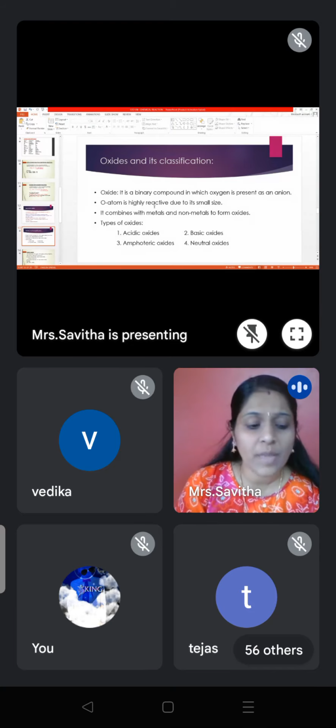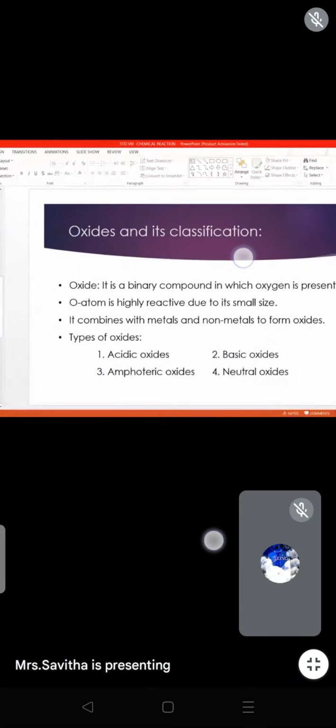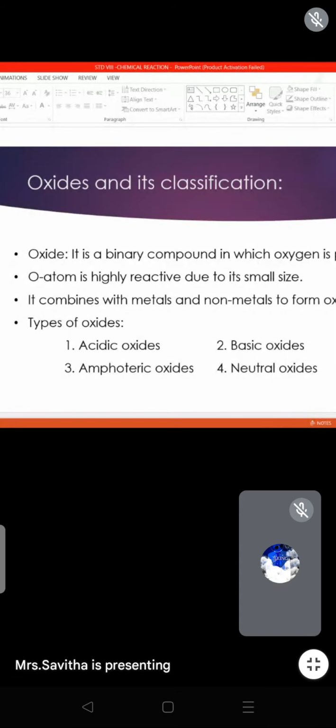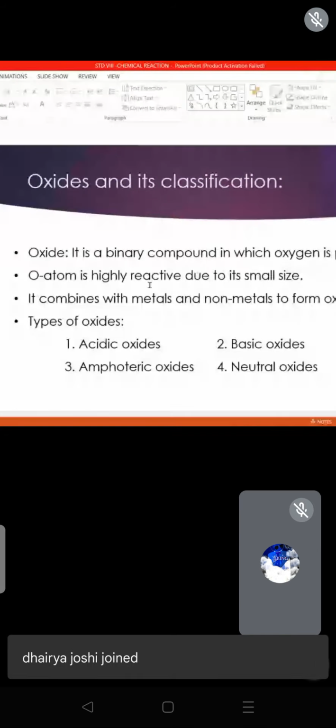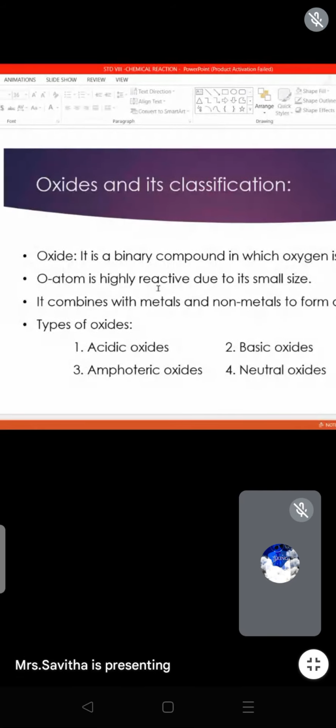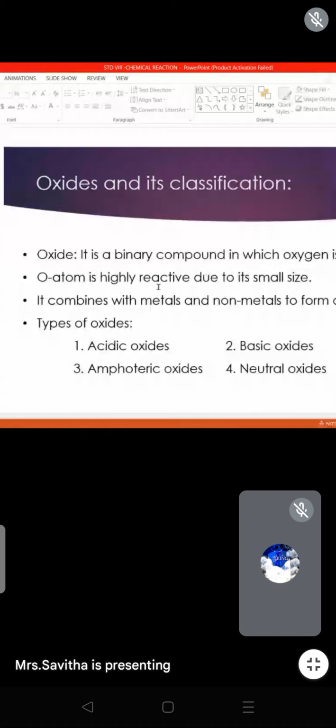Why is the oxygen atom highly reactive? Because its outermost shell has 6 electrons, and due to its small size, it combines with metals and non-metals to form oxides. Means oxygen can combine with metals and also with non-metals. Now you know very well how to identify whether an element is a metal or non-metal, right? If you know the electronic configuration, then the last shell should have how many electrons for that? 8.